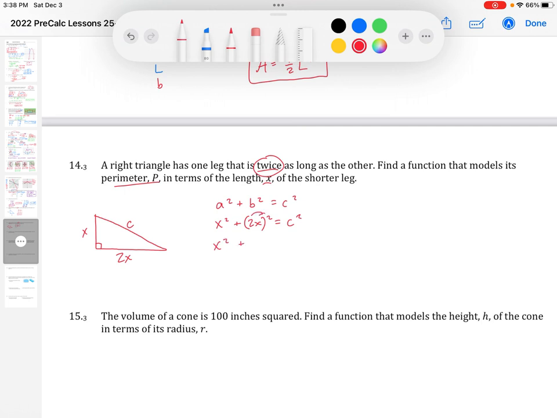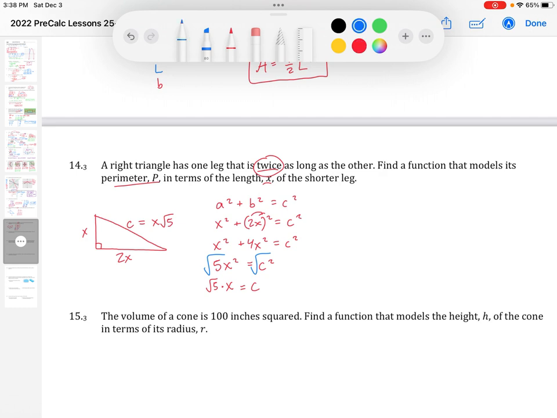Or x squared plus, you have to square the 2 as well, and get 4x squared. And that's actually 5x squared altogether, which equals c squared. And then we're trying to get c in terms of x. So if you square root this, you can actually square root both pieces separately. And this just becomes root 5 times the square root of x squared, which is just x. So that's c. So now my c is just x times the square root of 5.